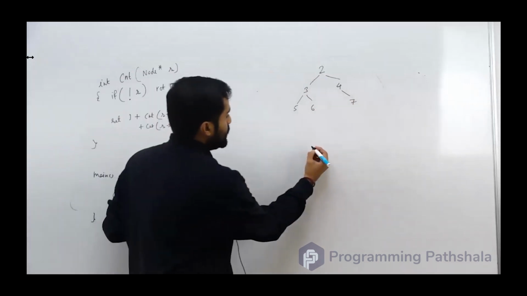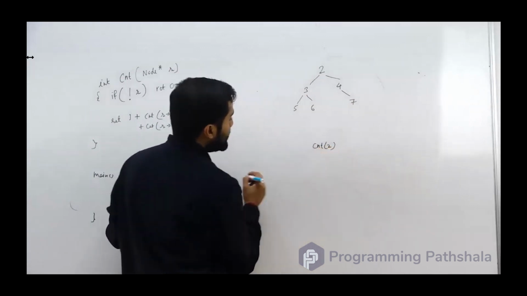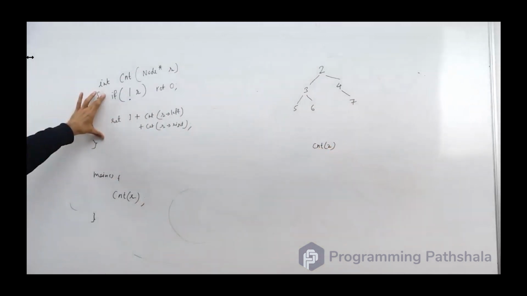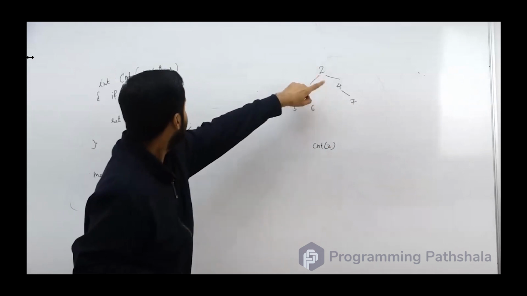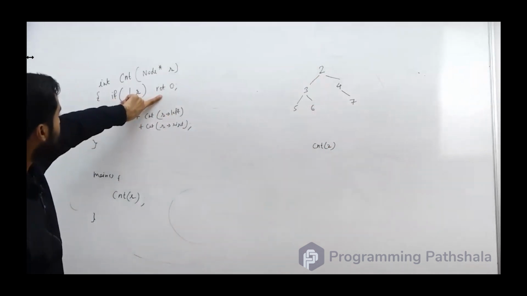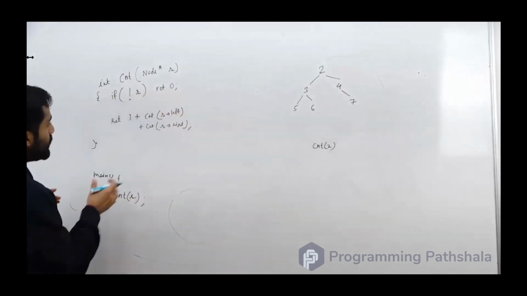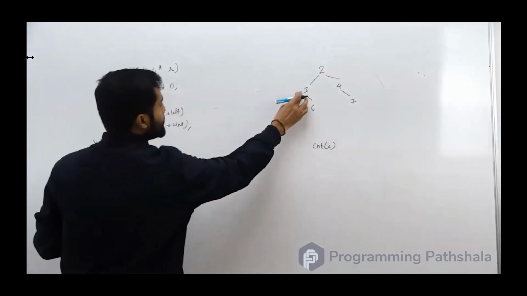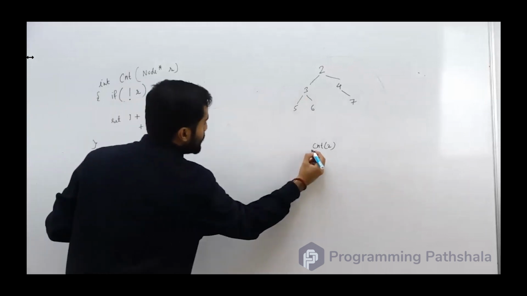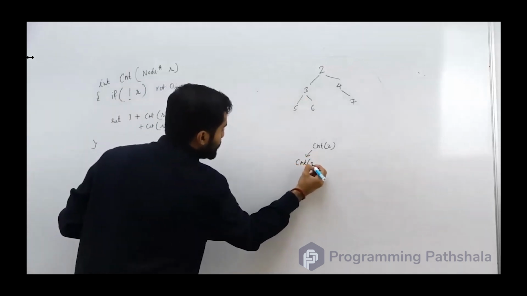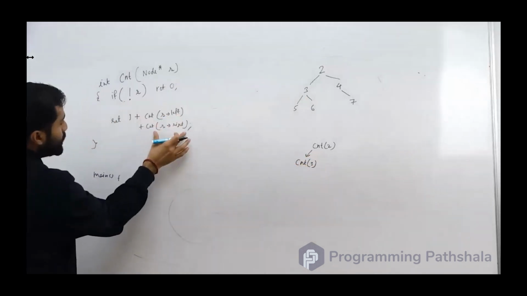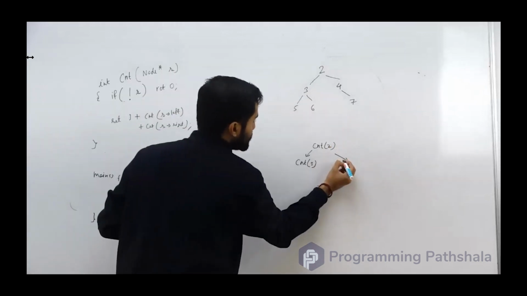So what will happen? You call count of 2. Now let's look at the code. This thing is not null. So this termination condition will not run. Rather, this thing will run. When it runs, then it means it will first make a call to this 3, because this 3 is root left. So you will call count of 3. And after that, you will call count of 4.